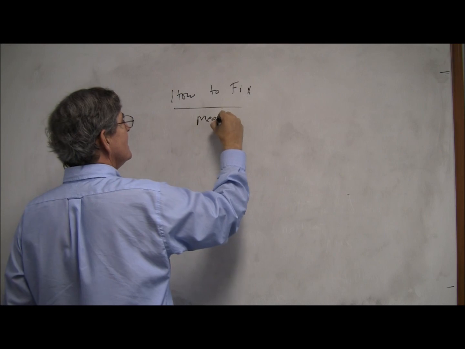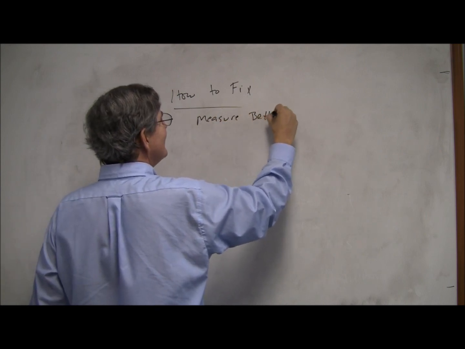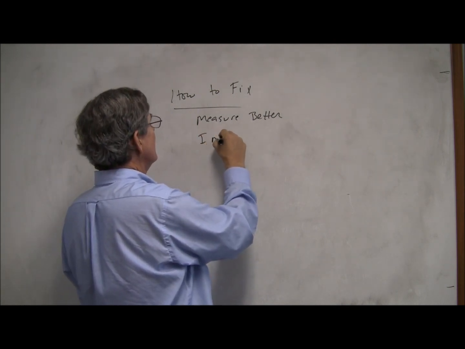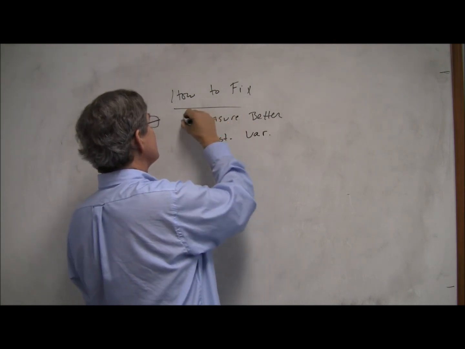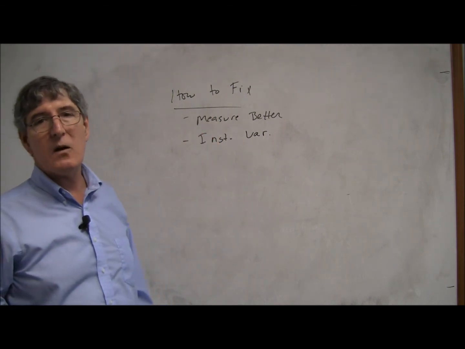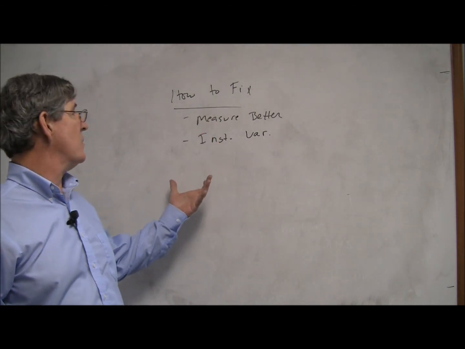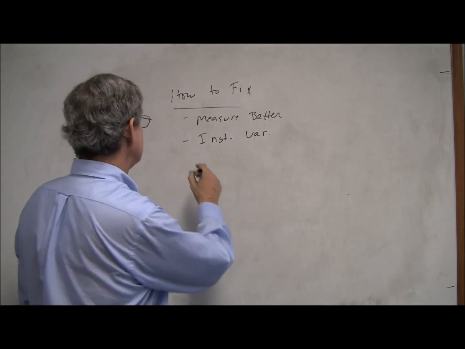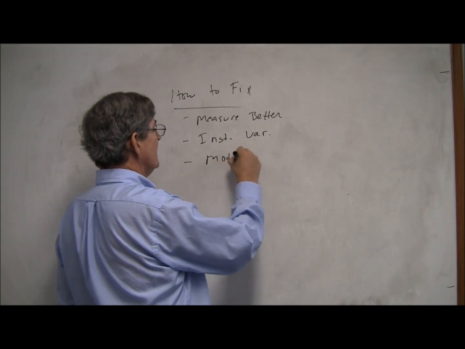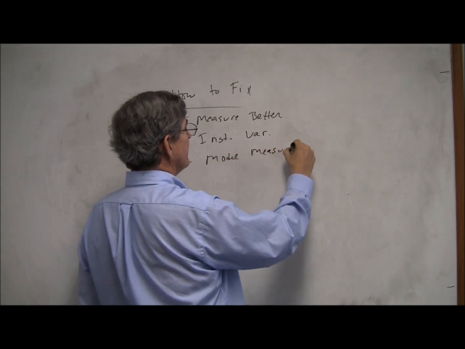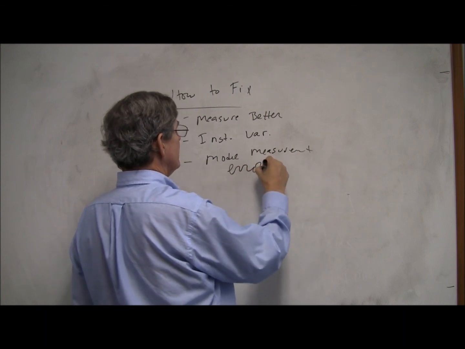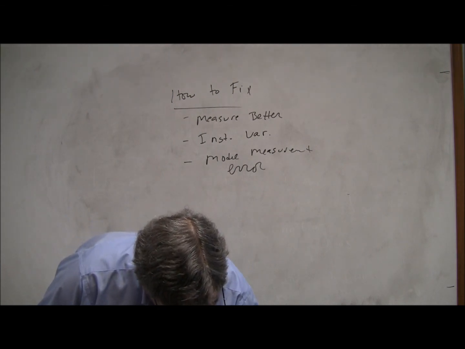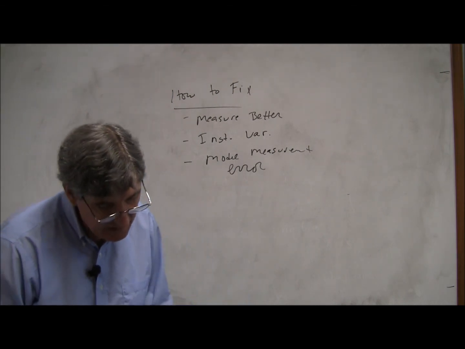Measure better. Go back and redo it. That'd be one way. Instrumental variables, what we talked about in the last example, something that's correlated with x but uncorrelated with the error term. IV estimation is a way to get around the errors in variables problem. And sometimes you can model the measurement error, but that's an uncommon way to get out of this problem. And again, you'll look at this in more detail later.